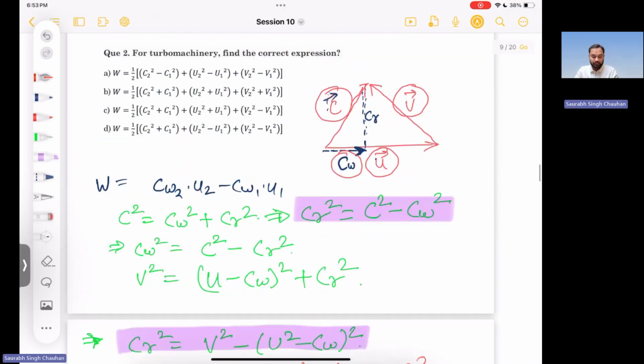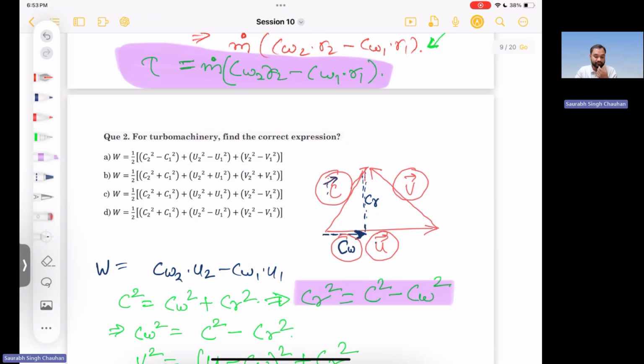So we have to tell which option is correct. Now you can easily tell. Option A is not correct. Option B, again not correct. Option C, not correct. Option D, not correct.